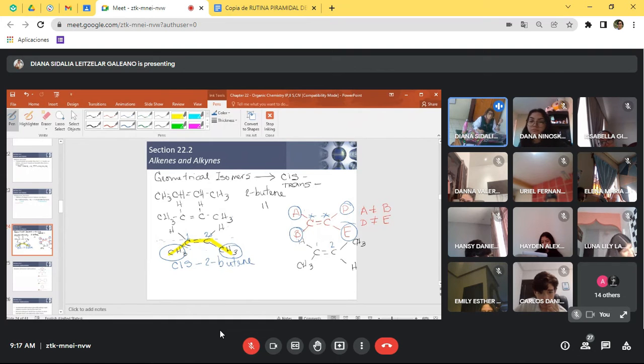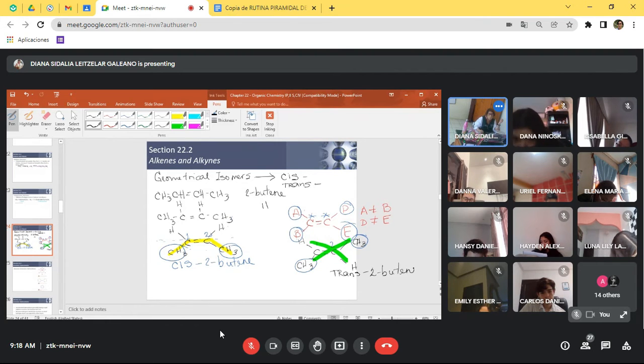You change the substitutes. Now, the two identical parts that we selected are not side by side or up or down. They are diagonal of each other, see? Transversal is the word. So it is called trans 2-butene.